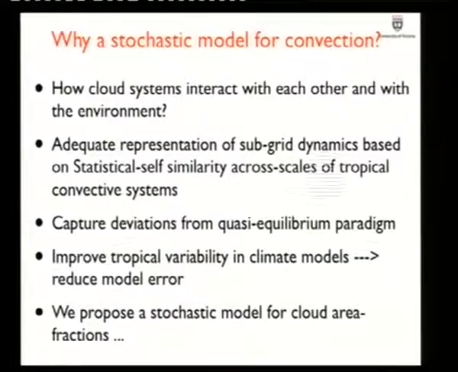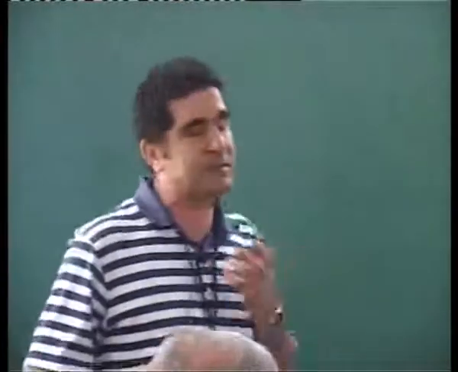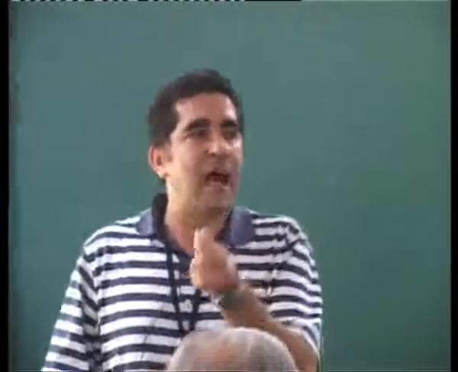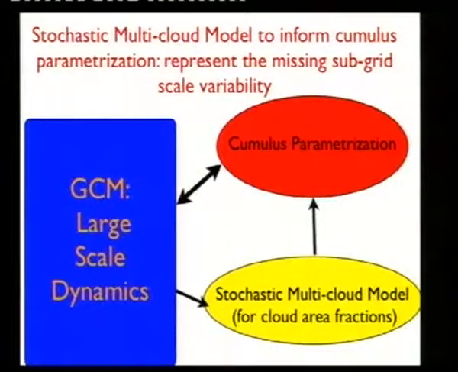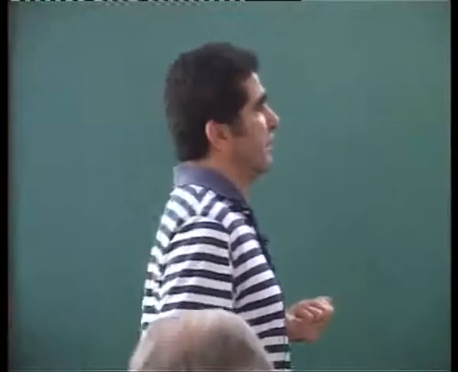Basically, what I'm saying is that we are trying to capture deviations from this quasi-equilibrium paradigm. We hope that this will improve the variability due to unresolved processes in climate models, and by that reduce the model error. So our basic idea is to propose a stochastic model that captures the dynamics of cloud area fractions. You can take that model and put it in your parameterization of choice, and you can get a better representation of the unresolved processes in your climate model. The basic picture is this one. You have your GCM and your parameterization, and you can hook up our stochastic multi-cloud model to your cumulus parameterization. The stochastic parameterization uses information from the large scales, then feeds back into the cumulus parameterization, and here you get the missing variability in your GCM.